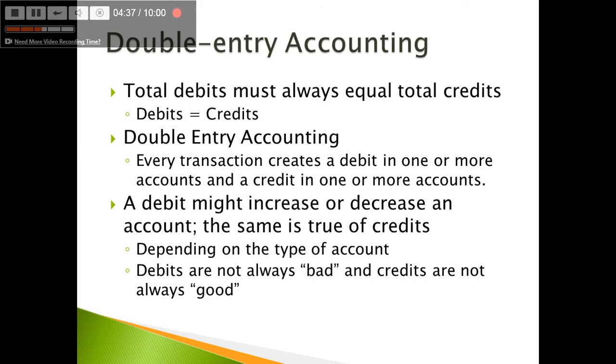Another thing that we've mentioned briefly before, and that we even use during first semester, is called double entry accounting. So our total debits must always equal our total credits. Every transaction creates a debit in one or more accounts and a credit in one or more accounts. So we're going to have a debit and credit no matter what the transaction is.